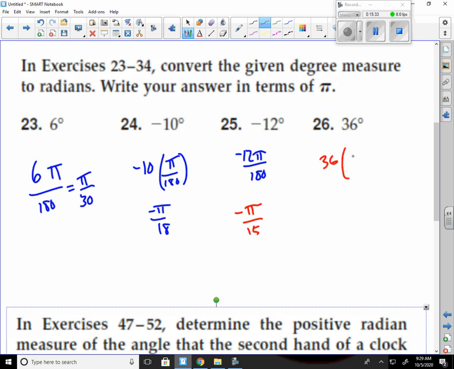And 36 times pi over 180. If you do this on Desmos, you have a fraction reducing button. You just push 36 over 180, and then there's going to be a little button that pops up beside your answer. You just leave the pi off of it. I'll show you how to do that right now.